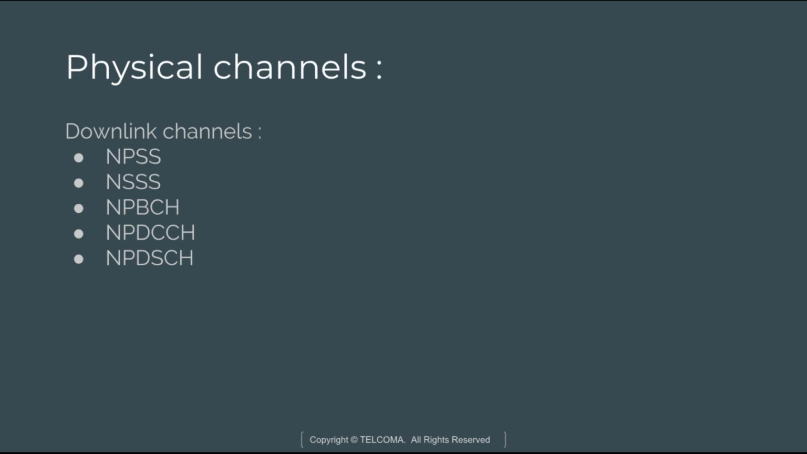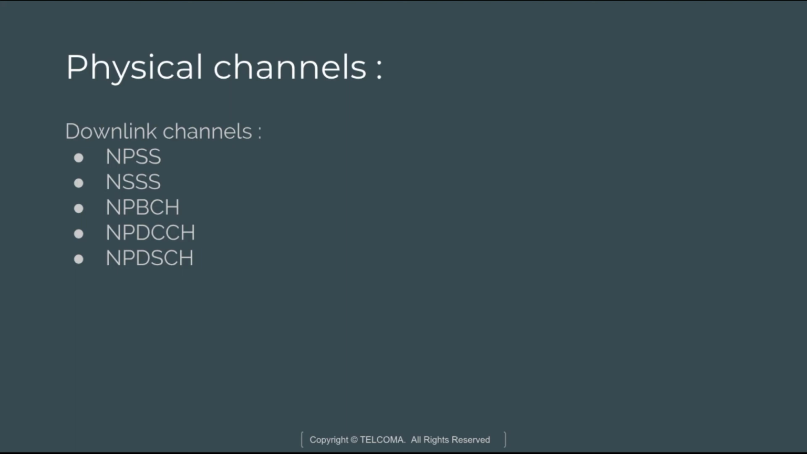NPDCCH carries scheduling information for both uplink and downlink data channels. It carries HARQ acknowledgement information, paging indication, random access response, and scheduling information. NPDSCH carries data from higher layers as well as paging messages. It contains the RAR message as well. There are a number of subframes that can be allocated to carry NPDCCH and NPDSCH.